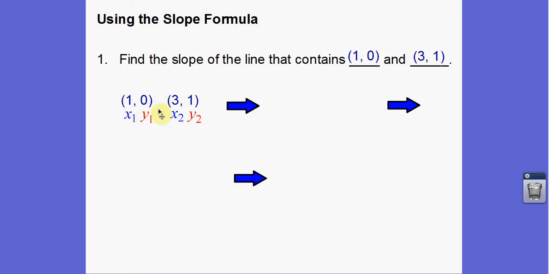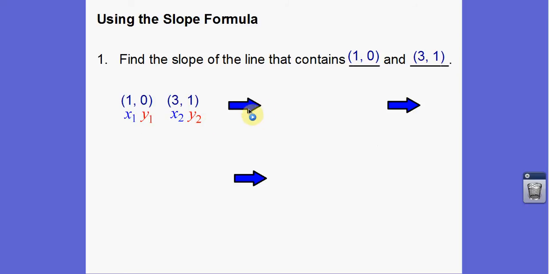Since this is my first ordered pair, I'm going to label this x sub 1 and y sub 1. This is an x coordinate, this is a y coordinate, and since it's my first ordered pair, they're both 1s. (3, 1) is going to be my second ordered pair, so that's why I'm putting an x sub 2 and y sub 2. So the first thing I do is label my points.